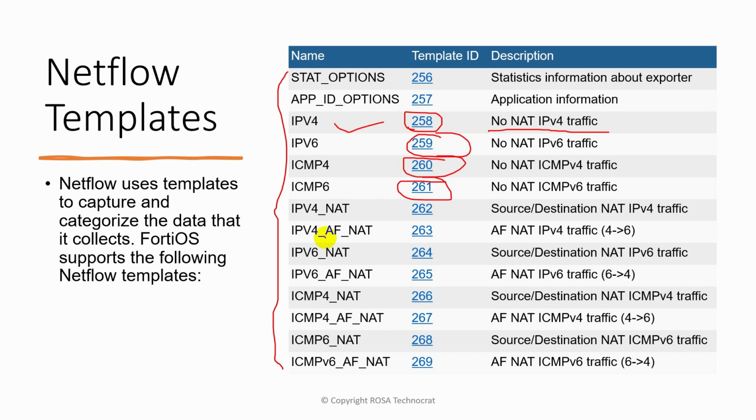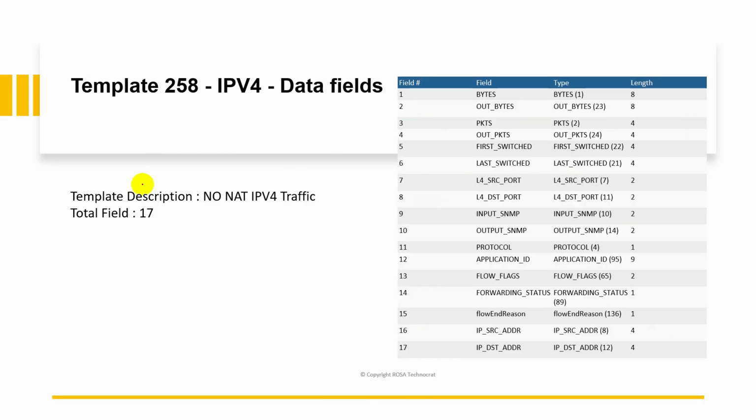For example, I will take one of the templates here to show you what exactly it contains. When you capture the packets on the FortiGate or on the device, if a template is being sent, you will be able to see that template data in the Wireshark capture, showing what fields are being sent as part of this NetFlow template. So now I will show you template ID 258, that is IPv4 no-NAT traffic.